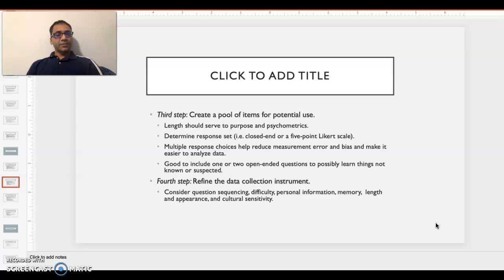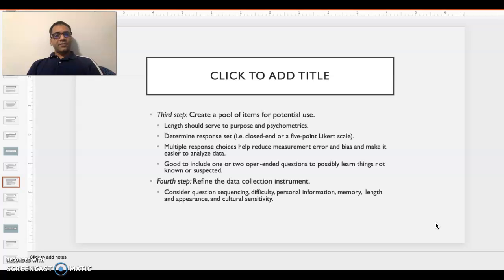Determine a response set, like is it close-ended with a list of options or a 5-point Likert scale. The multiple response choices help reduce measurement error and bias, and make it easier to analyze data. It is good to include one or two open-ended questions to possibly learn things not known or suspected. So many times our close-ended questions, where we have limited options for answering, may not capture all the answers, so the open-ended questions are extremely important.